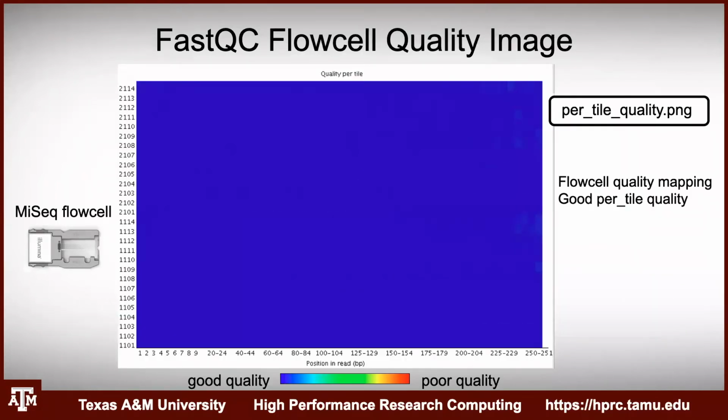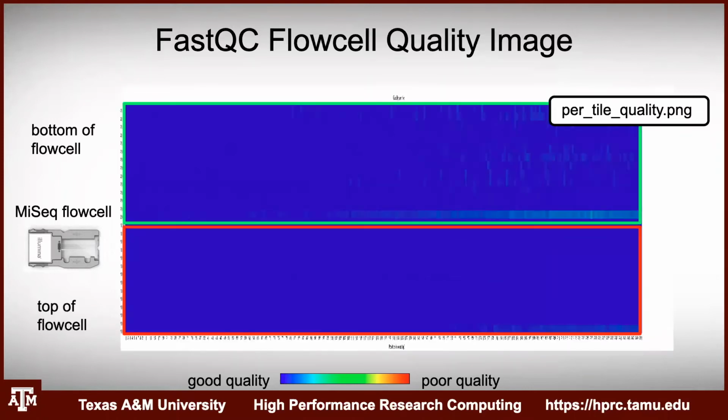So this is one of the images produced by FastQC. This is quality of the actual flow cell. So the MiSeq flow cell here, your blue is going to be high quality per tile, and when you get to the warmer colors, that's when the quality starts to drop off. And these are oriented in a weird way. So the actual top of the picture is the bottom of the flow cell, and the bottom picture is the top of the flow cell. So you can see here on the lower portion of this particular flow cell, the quality started to dip a little bit in these tiles.